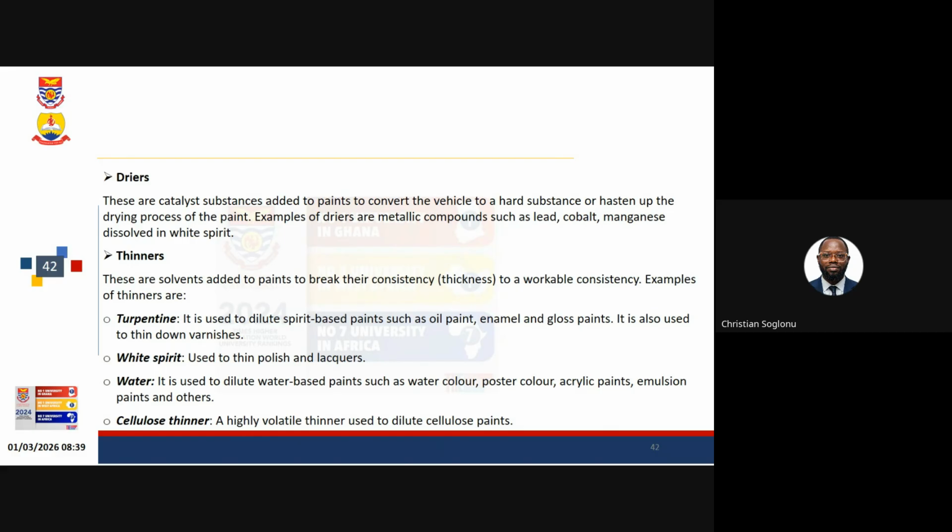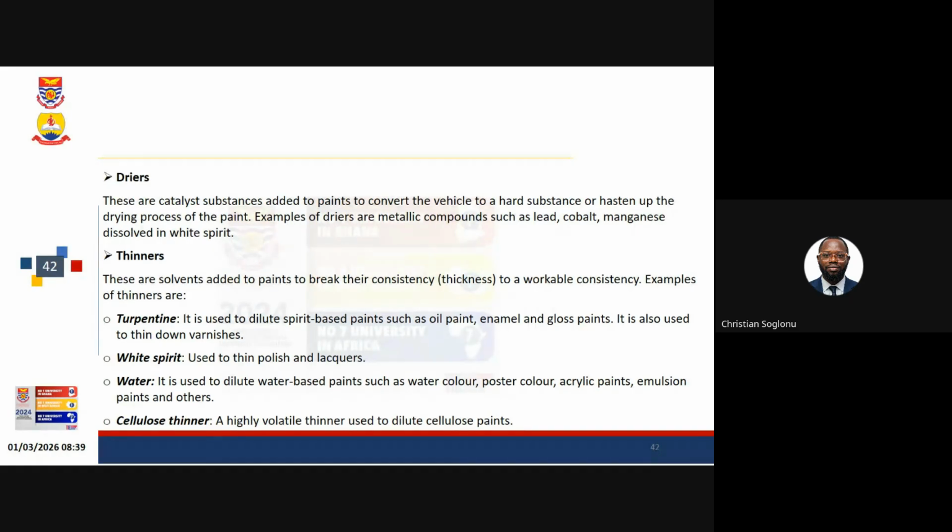Then we have water, and as you know, the hydrophilics use water, H2O, to dilute the water-based paint such as watercolor, poster color, acrylic paints, emulsion paints, and others, so that we can use it to paint our rooms. We have cellulose thinner, a highly volatile thinner used to dilute cellulose paint.